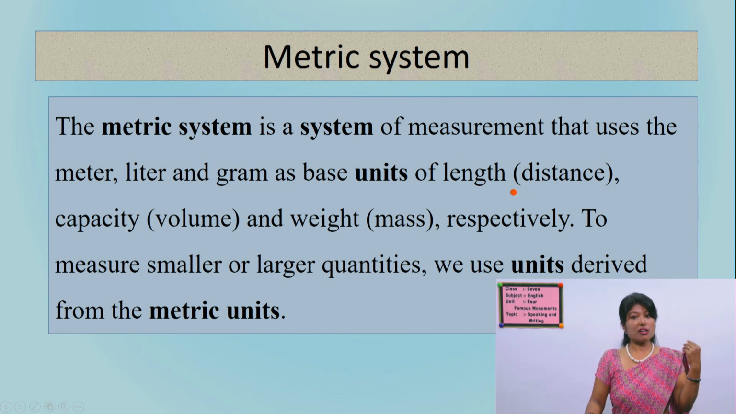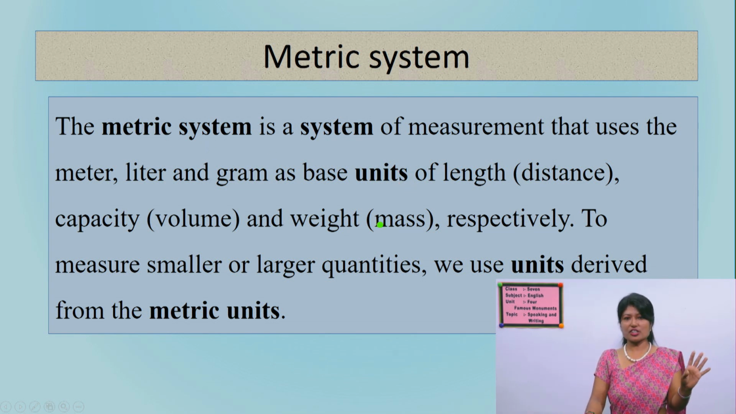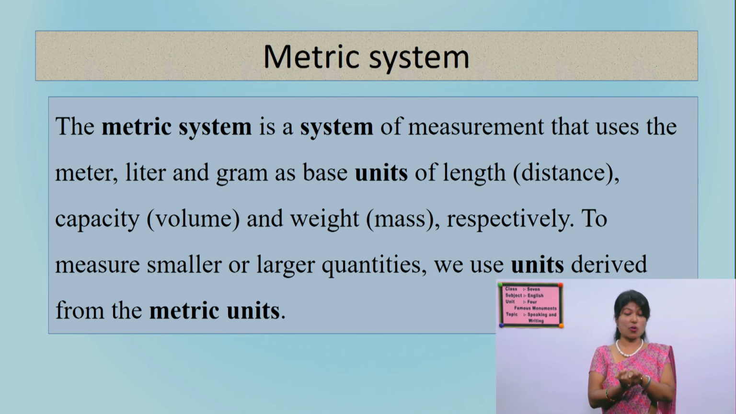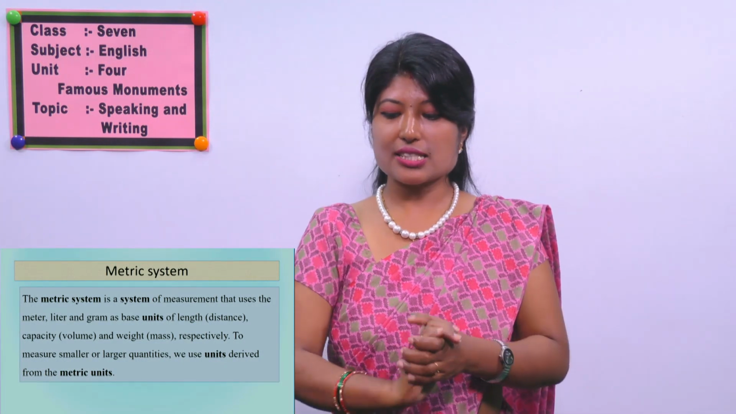So we measure length, capacity and weight using meter, liter and gram. So this system is called the metric system. This is just for general information, and you will be learning more about the metric system in maths and science. Here we learn more about how we express measurement in language form.